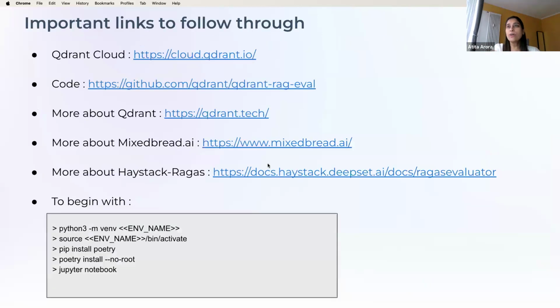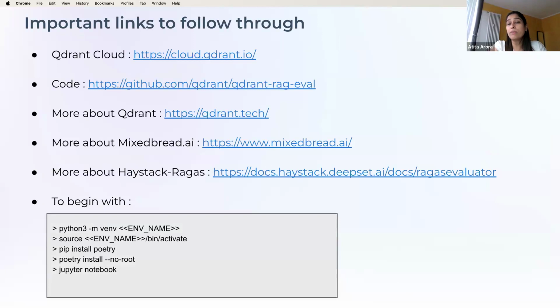So I know I'm short on time, so I would not be going into that notebook, but that is something I'm leaving for reference. The important links to follow: I would be using Qdrant Cloud today for this workshop. The code is available on this Git repo. Should you wish to find out more about Qdrant, you can follow the link.